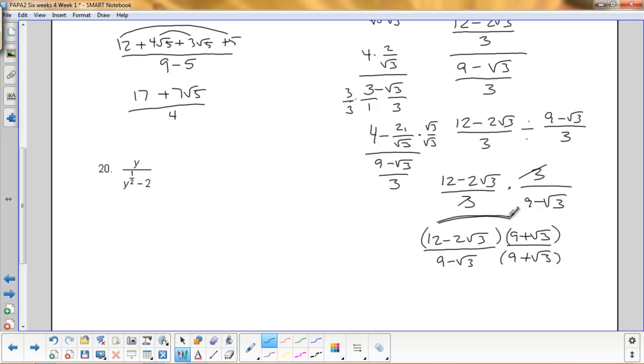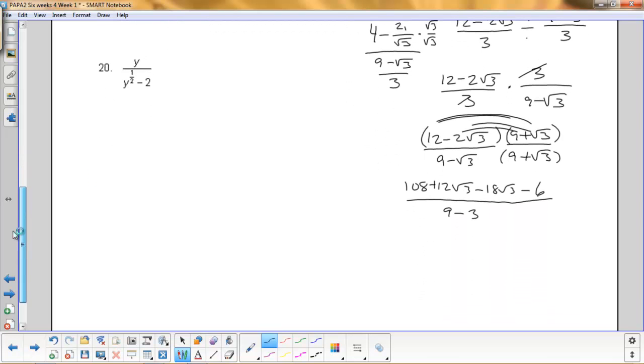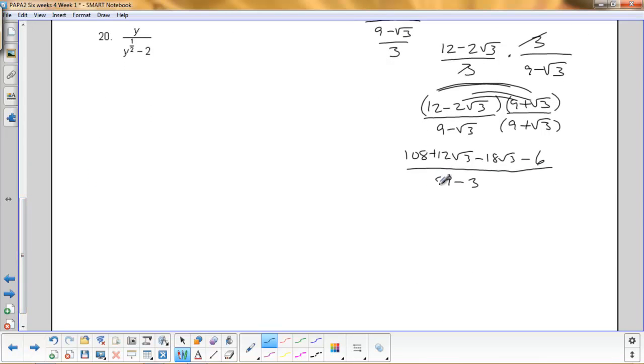And we can multiply this in, which gives me 108 plus 12 square roots of 3 minus 18 square roots of 3 minus 6, because you've got 2 times 3 times the square root of 3 times the square root of 3. And then the denominator is going to be a squared minus b squared, so that's going to be 9 squared minus 3. Oh, sorry, 81 minus 3. There we go.